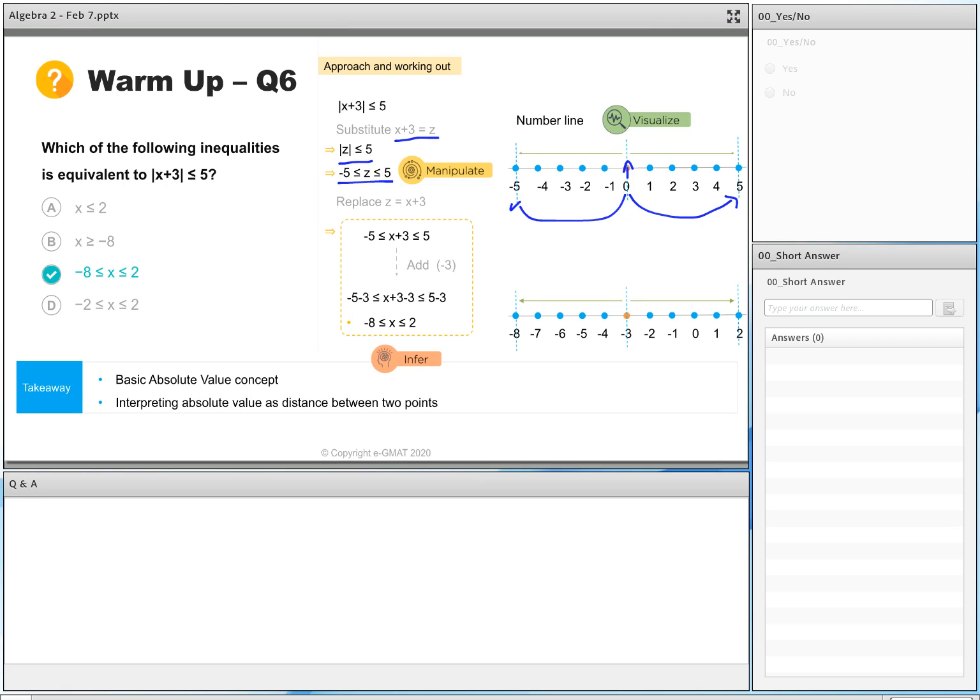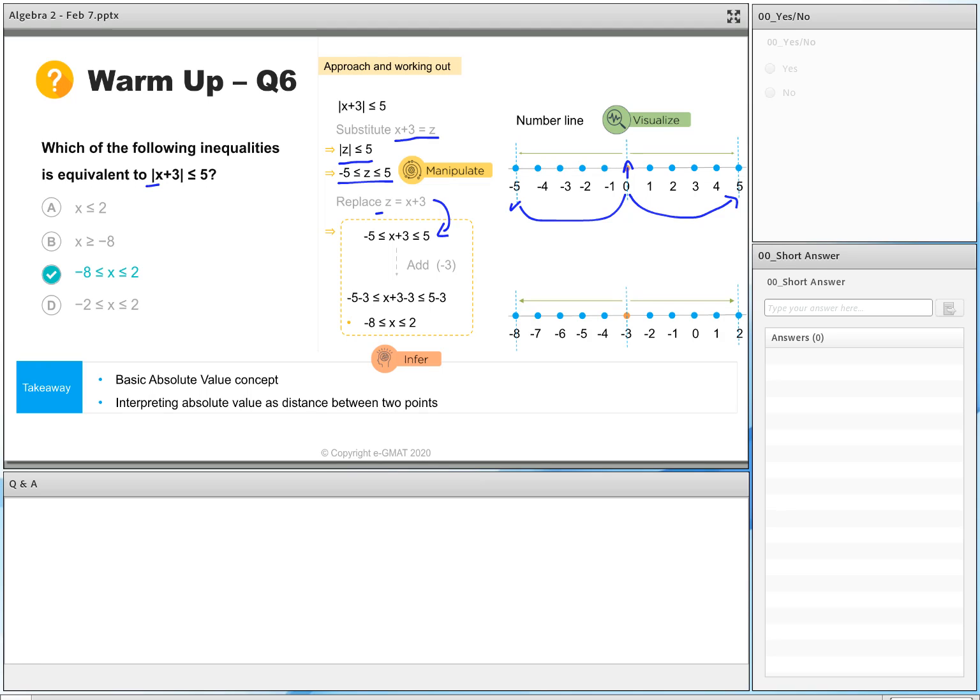So this is a manipulation skill that we have to keep in mind to solve for the first part of this question. Now what? I have the answer with respect to z. I cannot mark the answer with respect to z because in the question I have an x over here. So what I do is I again replace z with x plus 3. Now I have minus 5 less than or equal to x plus 3 less than or equal to 5.